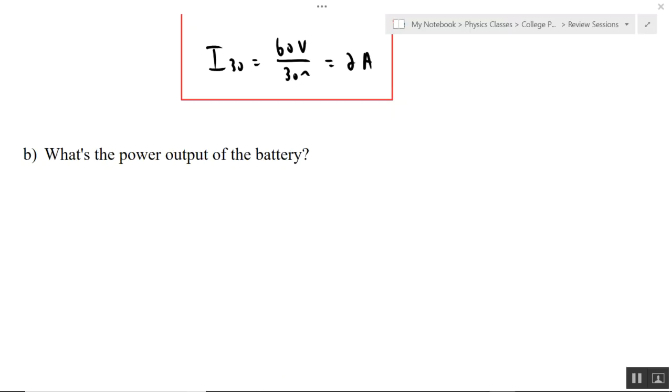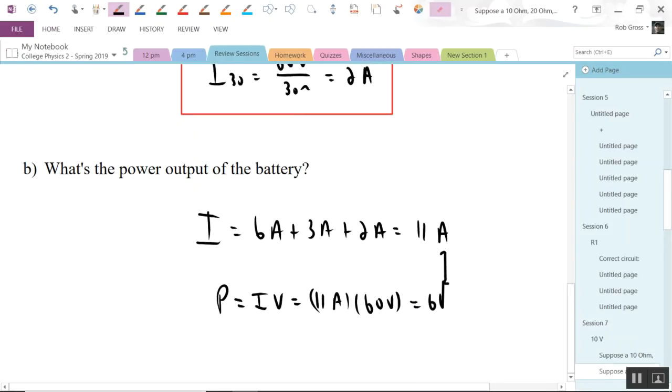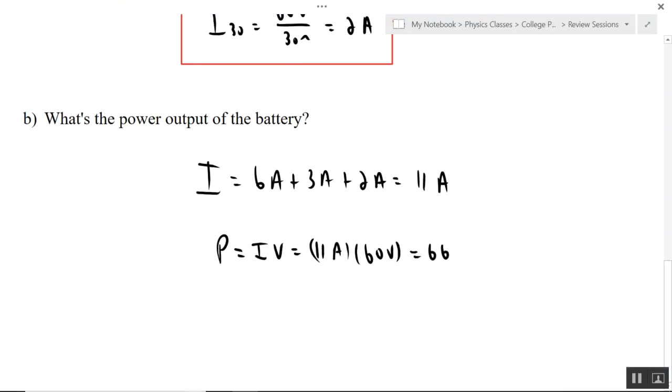One way is to find the current coming out of the battery. So how would you find the current coming out of the battery? You just add them up. Well, add the currents, right? So there's 11 amps coming out of the battery. It's just the sum of the currents. And then the power of the battery is always the current going through it times the voltage. So the current coming out of the battery is 11 amps. We know the voltage is 60 volts because we found it in the last part, right? And then you just multiply that together and you get 660 watts.